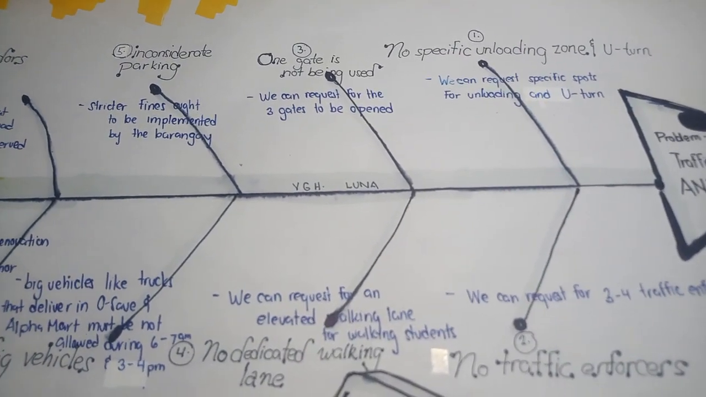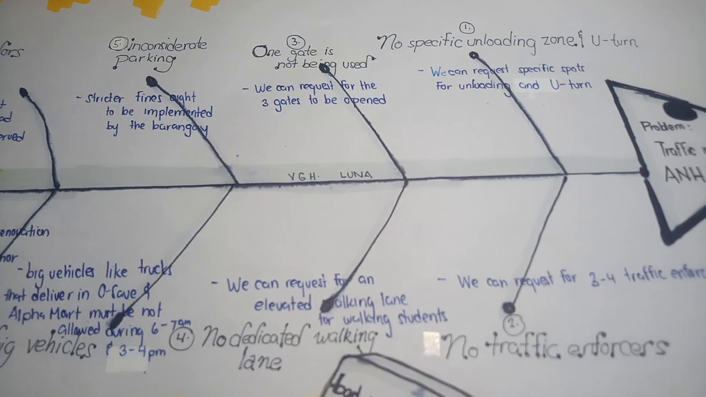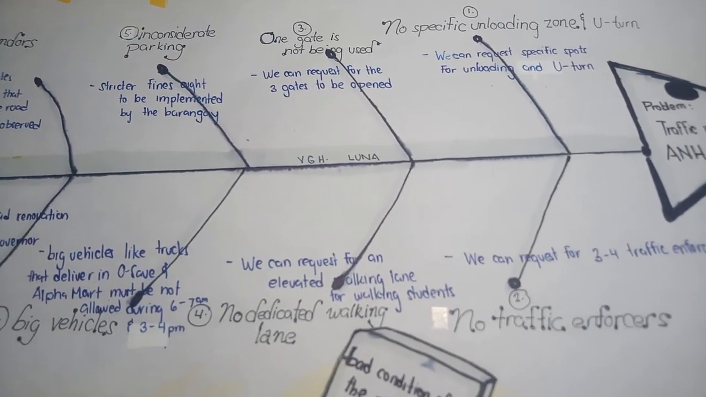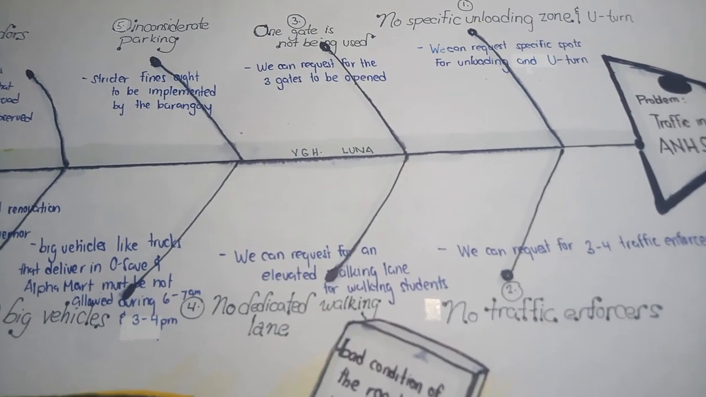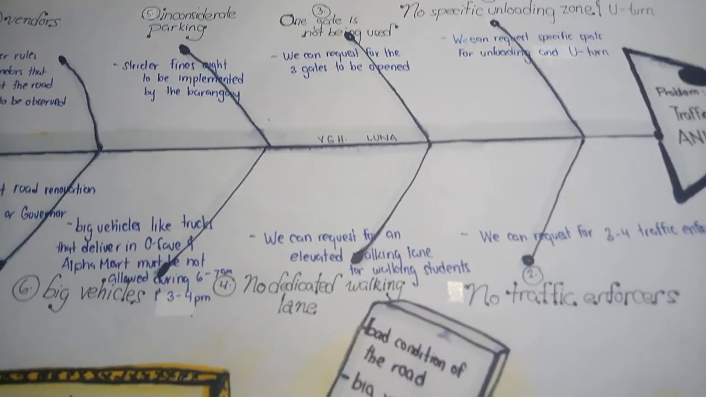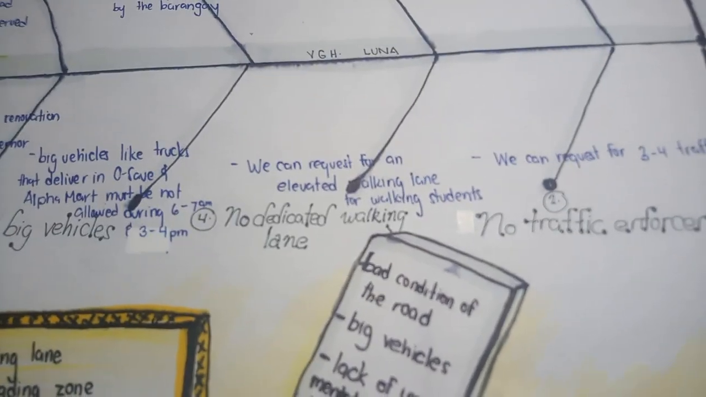Next one, we can request for the third gate to be open, if it will be allowed. It can be another route for students, and then it can be also closed naman, pag nakapasok na yung students. And then next one is no dedicated walking lane.